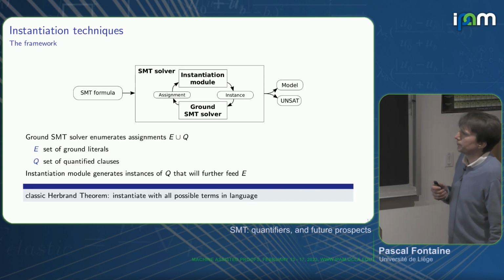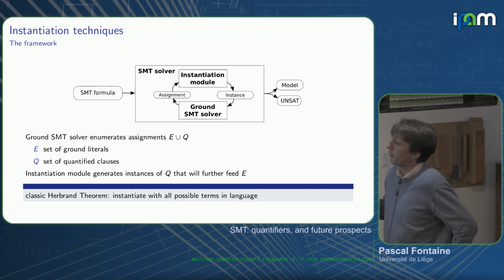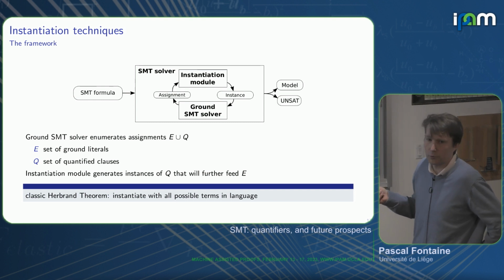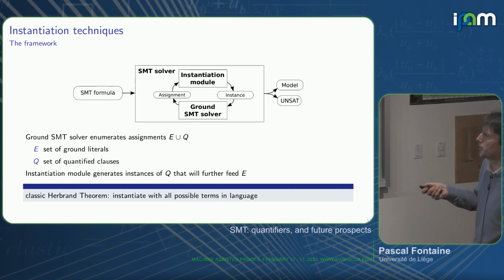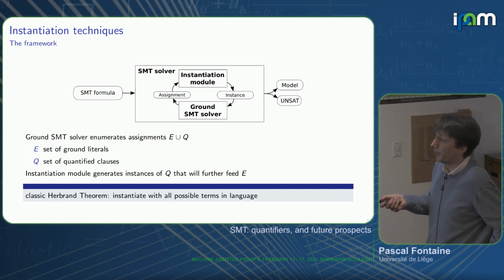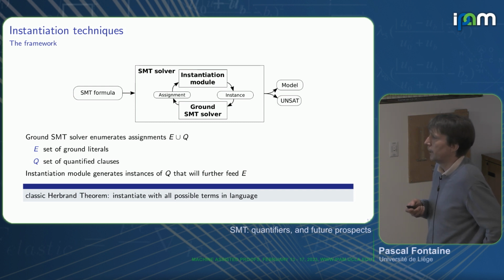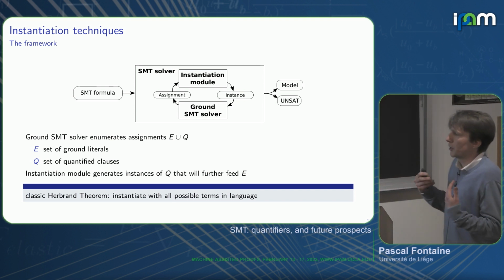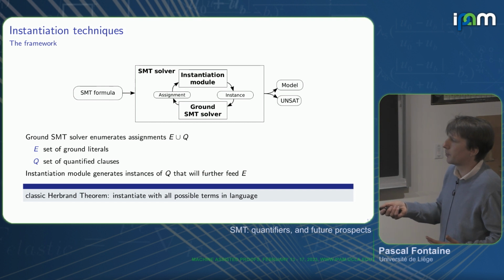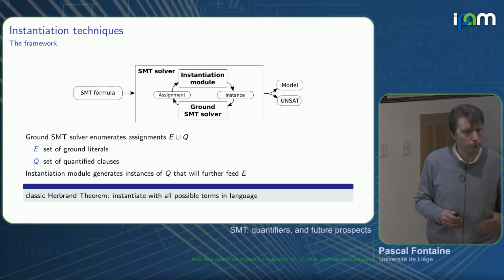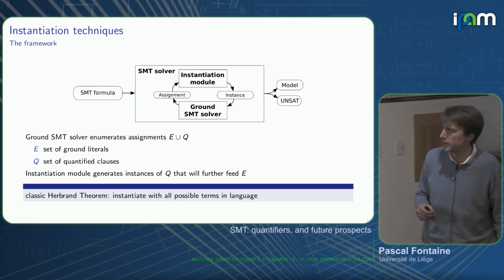Again, we have our ground solver, and our ground solver will provide us with a set of ground literals and a set of quantified clauses. Basically, what the instantiation module has to do is to generate a certain amount of instances according to the quantified clauses and the ground literals that it has. The classic Herbrand's theorem tells you that if you just generate all possible instances from the set of quantified clauses, then you will eventually manage to prove unsatisfiability of your unsatisfiable formulas.